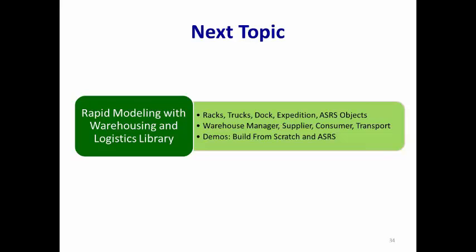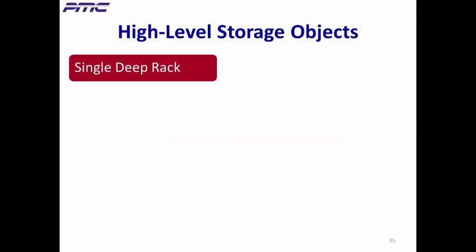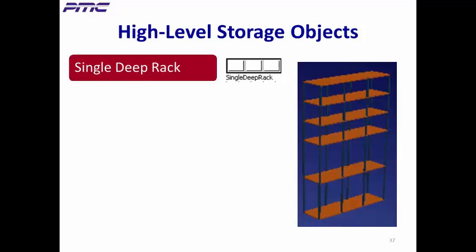The Warehousing and Logistics Library provides several high-level storage objects that provide detailed modeling of various storage objects commonly found in warehouses. The first high-level storage object is the SingleDeepRack. This rack is similar to the built-in high bay warehouse object we discussed earlier, but this rack is a lot more customizable. In the 2D view of your simulation, the SingleDeepRack looks like this. And the 3D representation looks like this.